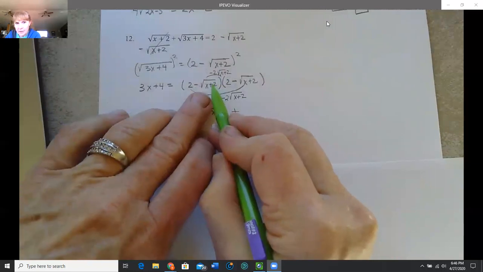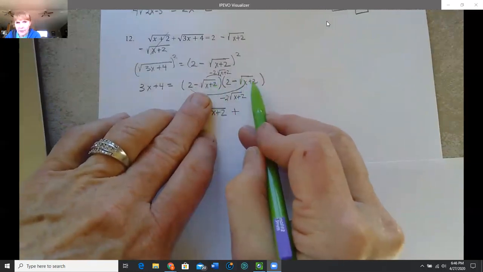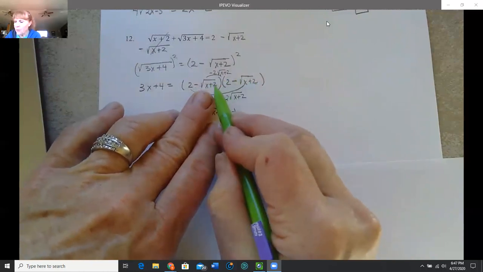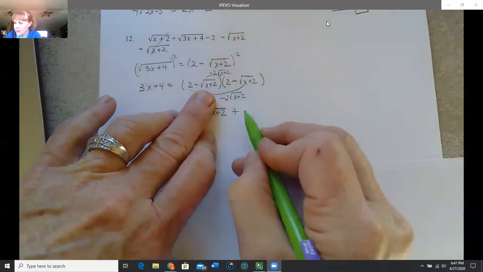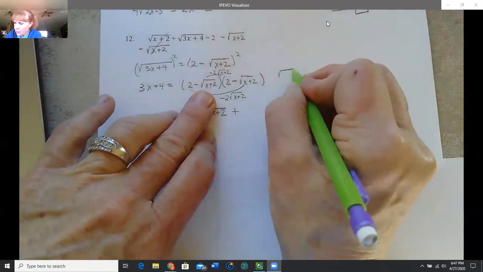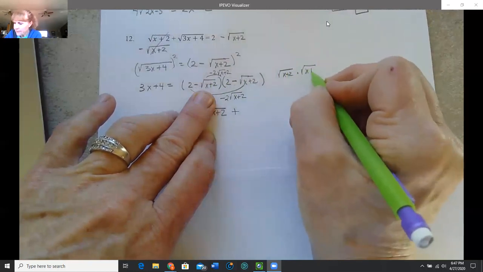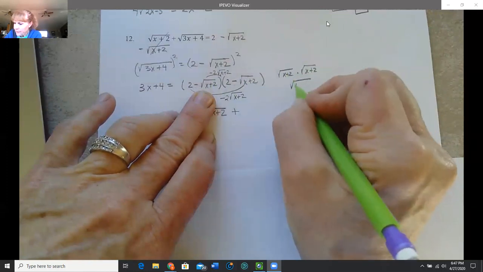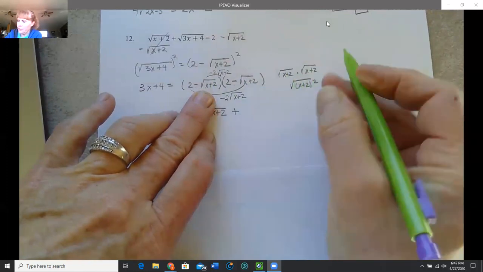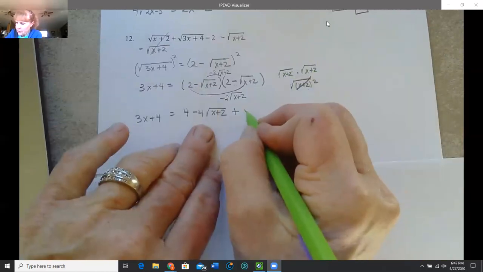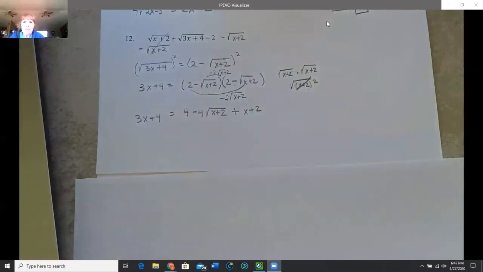When you multiply this radical times this radical, you have two of the x plus 2's inside, because you can multiply what's inside here. So when you take the square root of x plus 2, this is the last times the last, you end up with x plus 2 squared. And if you have two of them, they come out as just x plus 2. Okay, they come out of the radical. We're going to clean up the right-hand side.